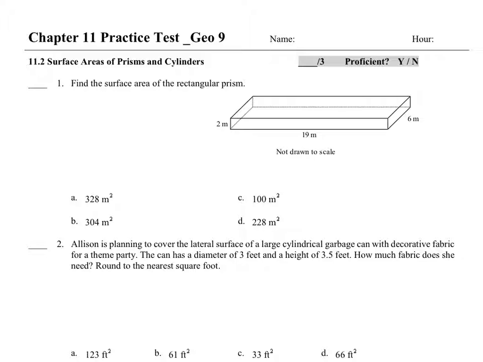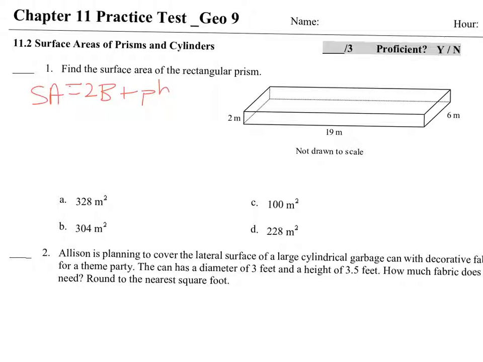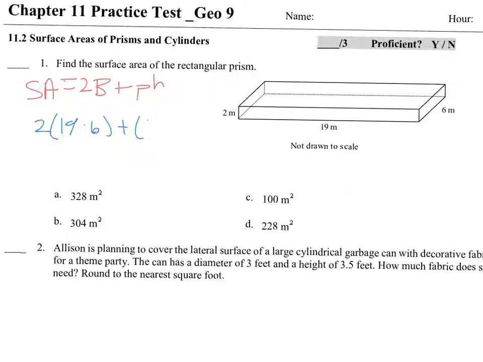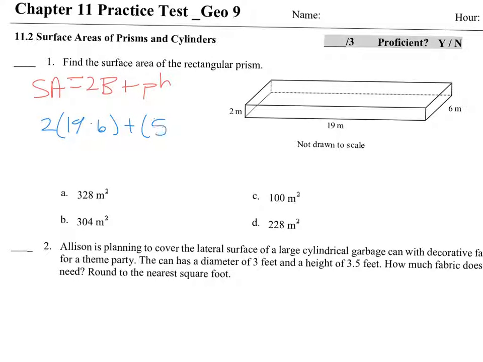First thing I'm going to do is write down my formula, which I should be using. Now that I know the formula, I'm going to plug in the stuff that's represented. 2 times the area of my base. The area of my base would be 19 times 6, plus my perimeter. My perimeter is going to be 50, and my height is 2. So I plug that all into my calculator. I get 328.